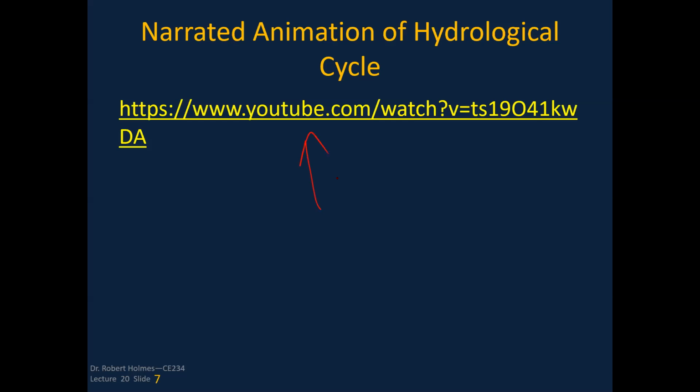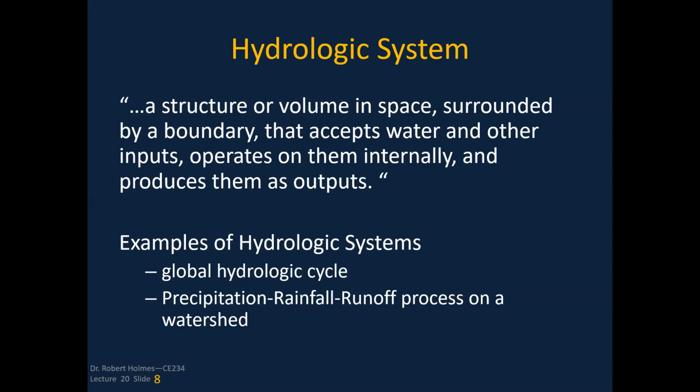This is a more narrated discussion and presentation of the water cycle, if you care to look at it. I like this definition of a hydrologic system: a structure, volume, and space surrounded by a boundary that accepts water and other inputs, operates on them internally, and produces them as outputs. We're going to delineate a watershed, where you've got a system of streams and a landscape. The watershed is defined such that water droplets falling anywhere in the delineated area will all eventually end up at the outlet.